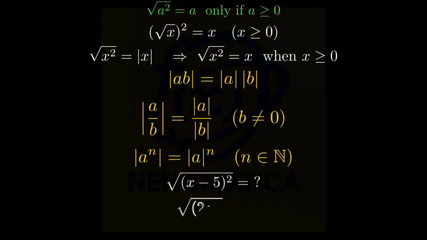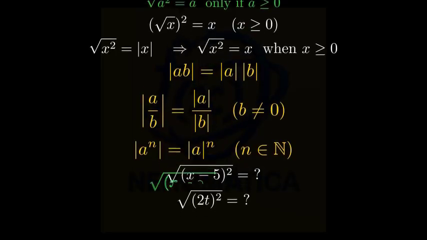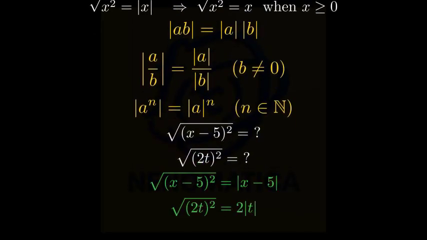Quick practice. What is the square root of x minus 5 squared? And what is the square root of 2t squared? Pause, think, and then check. Answers: absolute value of x minus 5, and 2 times the absolute value of t. The absolute value keeps the result non-negative.